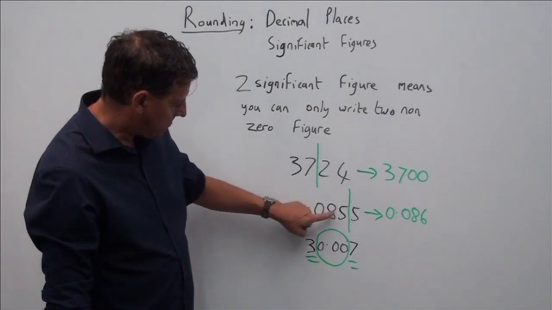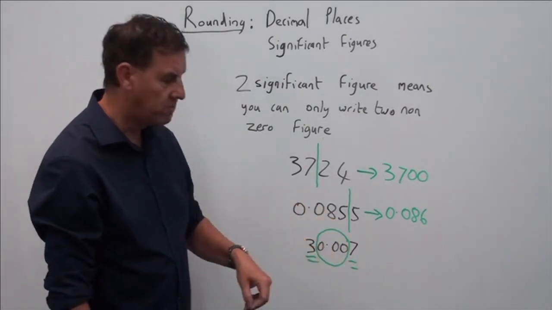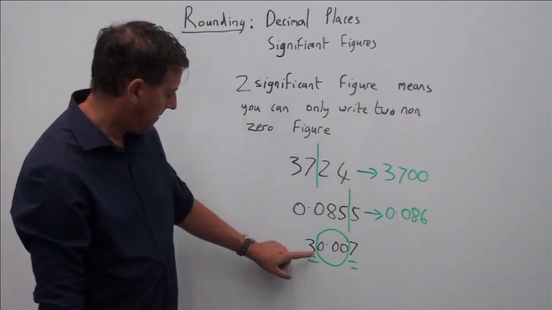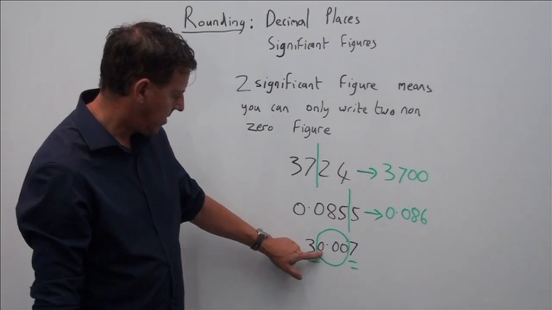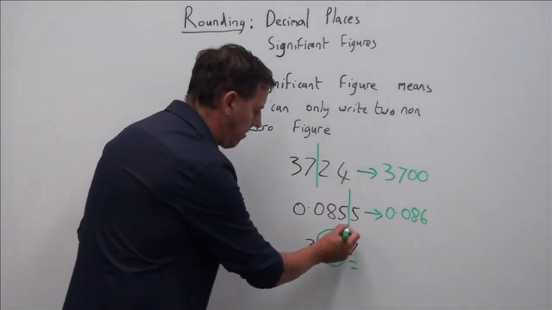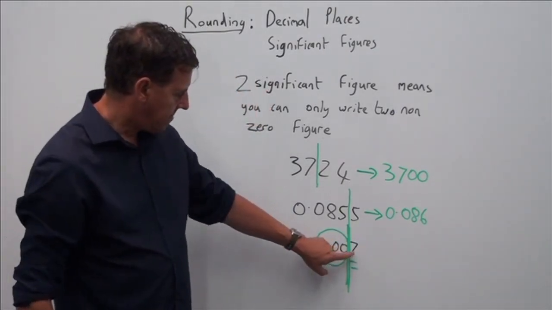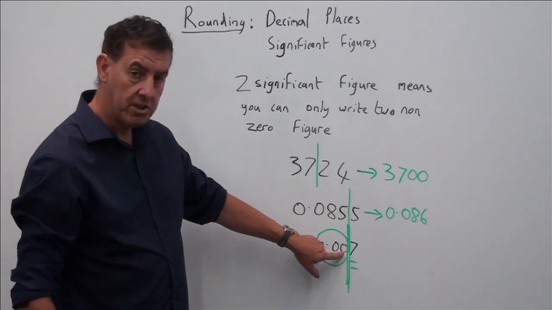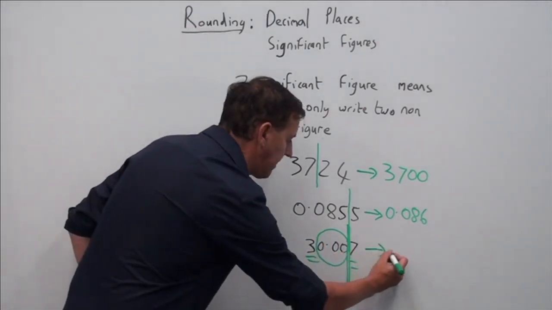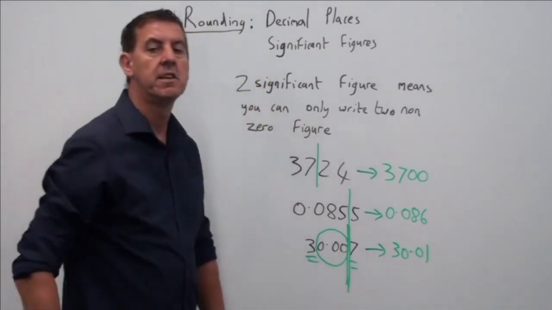So if I take this number here now, and I suddenly decide I'm going to round it to 4 significant figures, there's my first, there's my second, there's my third, there's my fourth, so I stop there. That 7 basically means I've got to round that digit up because it's 5 or more. So to 4 significant figures, this number would be 30.01.